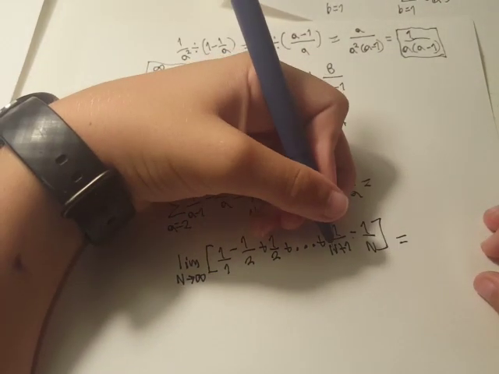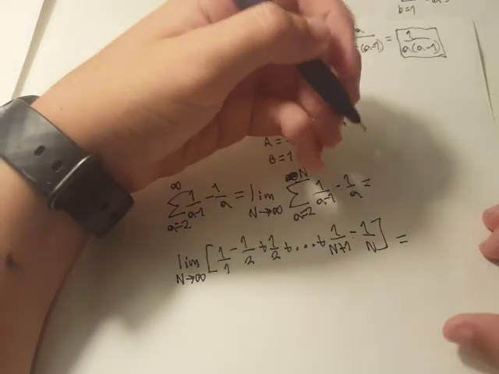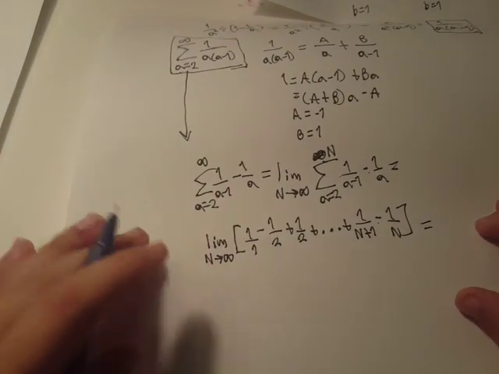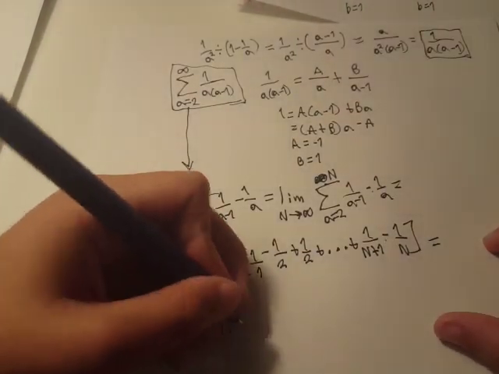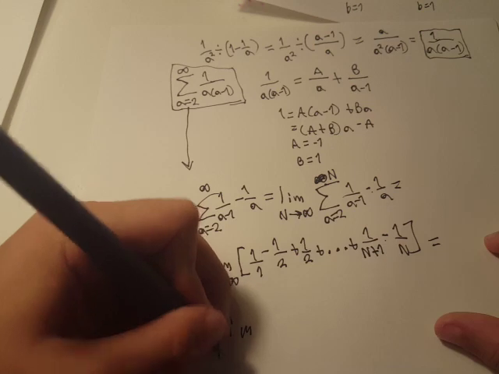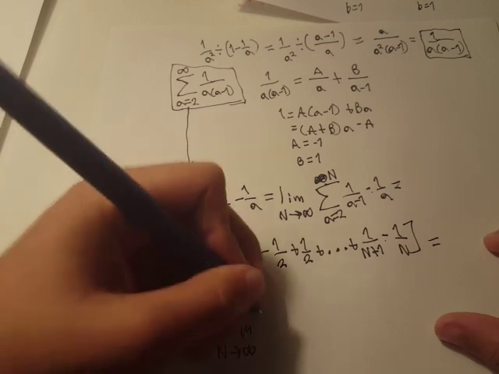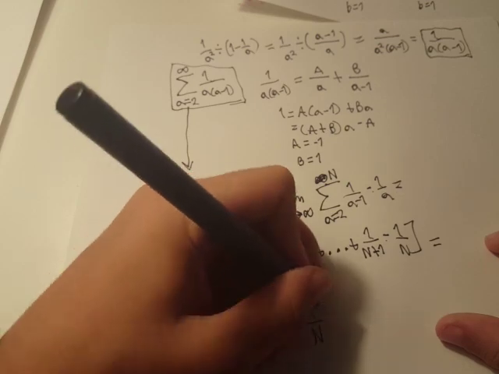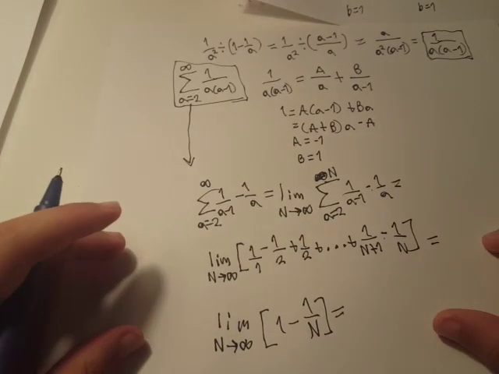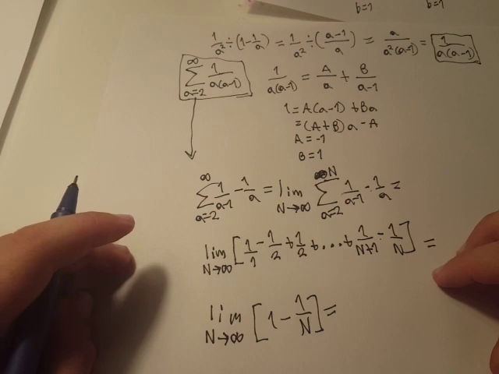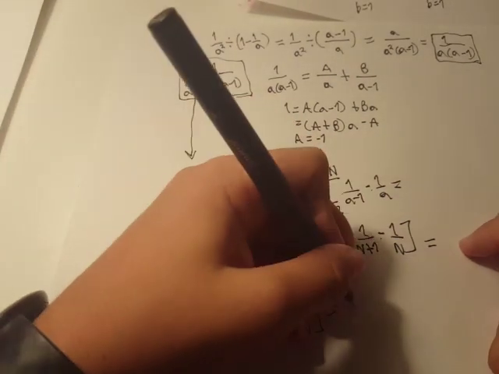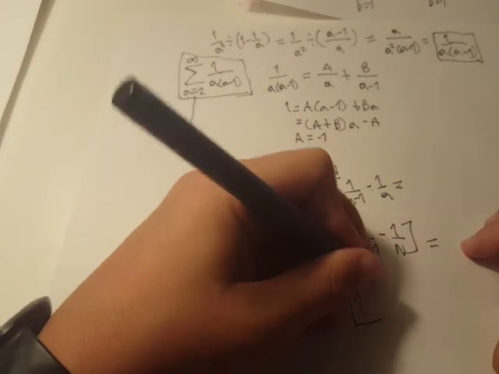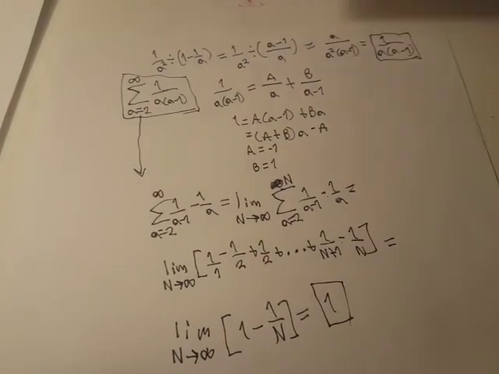This continues until infinity. And you can see this is the limit as n approaches infinity of 1 minus 1 over n. Since n approaches infinity, this term becomes 0, and 1 minus 0 is 1. This is the answer.